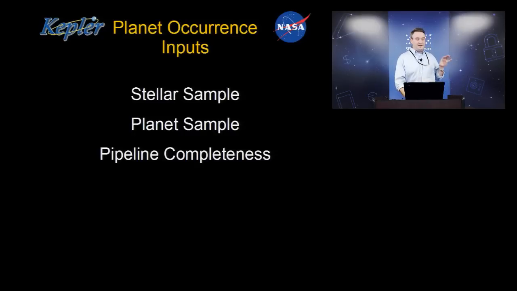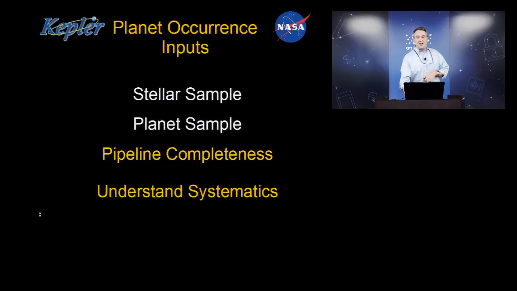Now you need to know all 3 of these things very precisely to be able to understand what the underlying planet occurrence is. In this talk, you could give an hour talk on each one of these points, but what I'm going to focus on is the work that I've been directly involved in, the pipeline completeness. If you wait a month, I think Fergal Mullally is going to talk about the Kepler planet sample, so there'll be future Kepler talks here at the SETI environment to learn about those other topics. I'm going to talk about the pipeline completeness and really understanding the systematics: how well do we understand our data and our instrument in backing out what the planet population is.